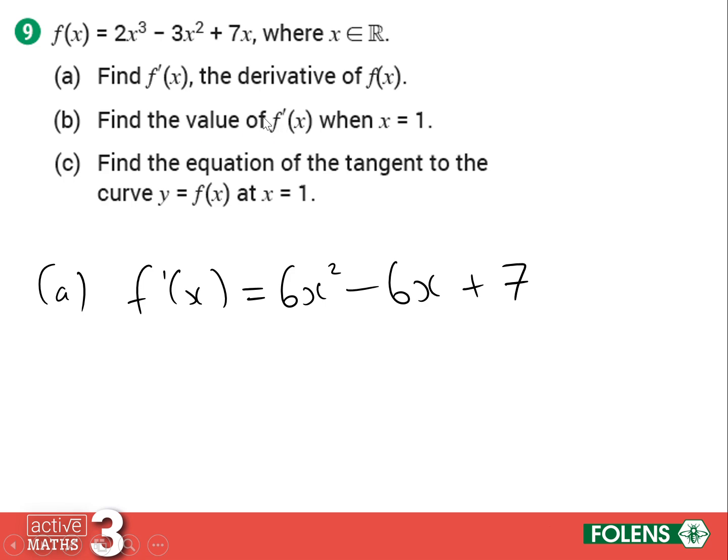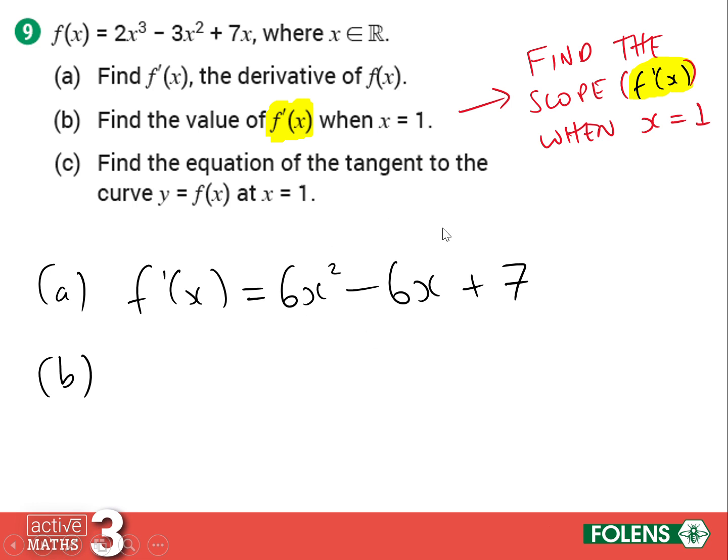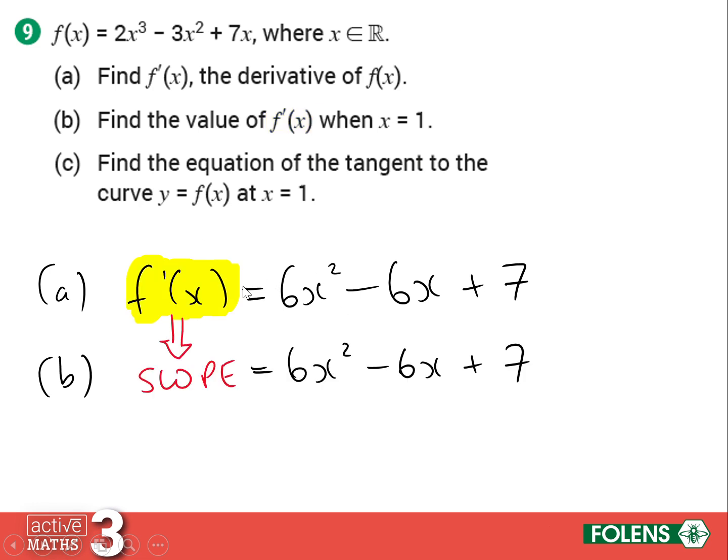Part B, find the value of the derivative when x is equal to 1. Or in another way of saying this, find the value of the slope when x is equal to 1. Because what you found here now is the slope finder, right? This is the slope finder function. And what I mean by that is, if you know what x is, you can find the slope, or if you know the slope, you can find the value of x.